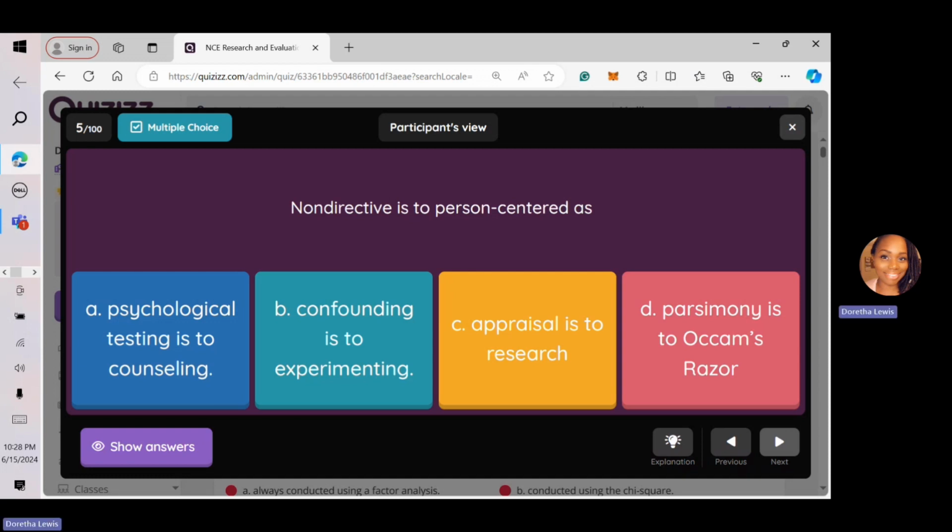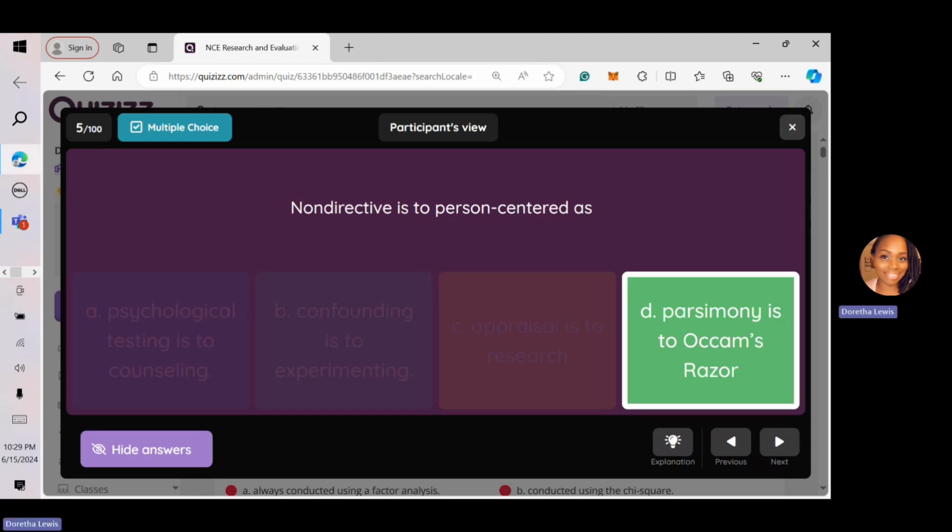So A, psychological testing is to counseling. B, confounding is to experimenting. C, sorry, appraisal is to research. And D, parsimony is to outcomes rating. So run through these and then tell me what you got.